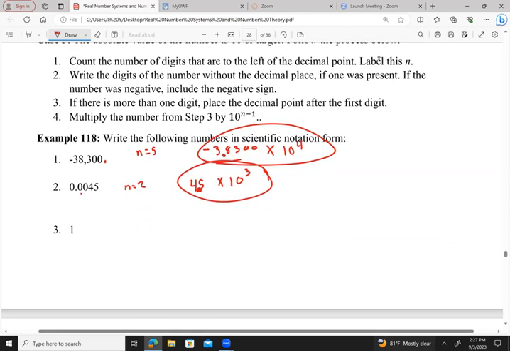Okay, and this one is simply the first case, times 10 to the 0.